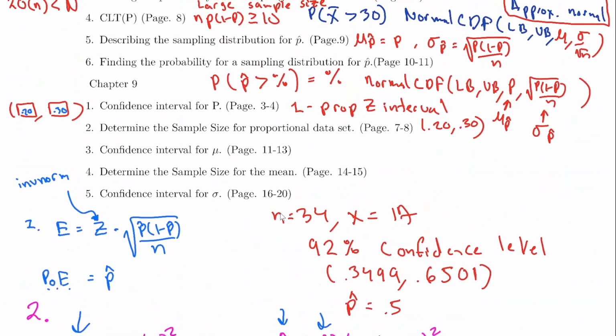All right, so let's do topic number 3. Topic number 3 is confidence interval for the mean. For this one, the formula is x bar plus or minus t alpha divided by 2, times s divided by square root of n.